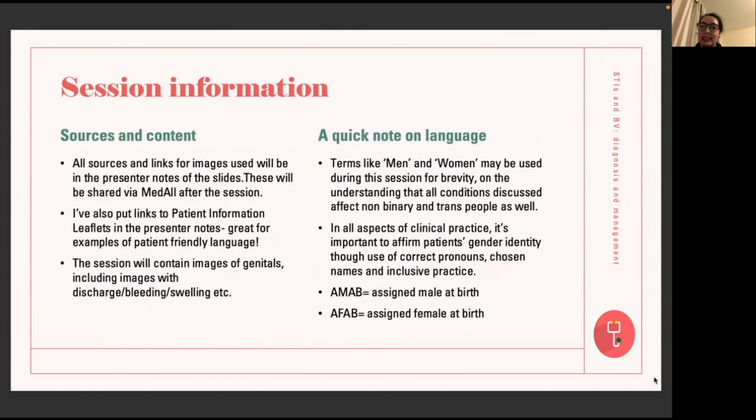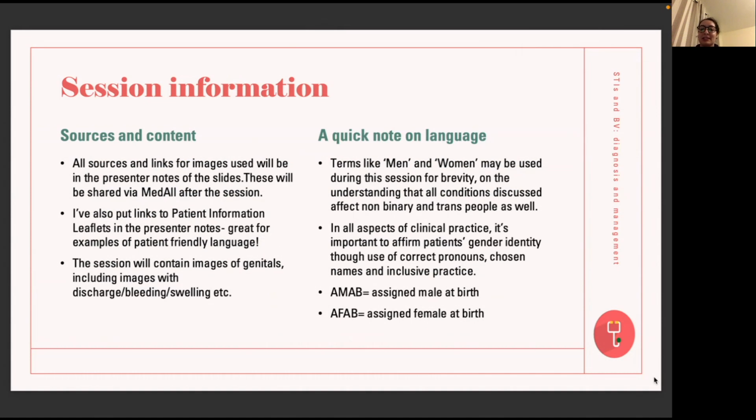Okay, so just a bit of housekeeping before we start. All my sources and my references and links for all of the images that I use will be in the presenter notes of the slides. After the session, I'll upload them all to Medall, and you'll be able to access all of those resources. I've also got together some patient information leaflets and extra resources in those notes as well. Great examples of patient-friendly language, at least at Newcastle, which is where I trained. They really liked in OSCEs if we brought up the concept of offering a patient an information leaflet for any condition really that you discuss. They're just really good basic information, even just for revision.